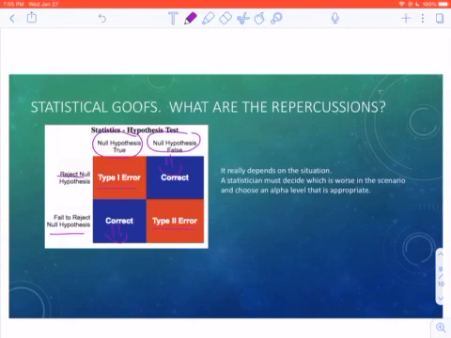So later on we'll discuss more about the difference in the errors and which one is worse. But really it just depends on the context of the problem. And as a statistician, you have to decide, am I more worried about making a type 1 error or a type 2 error? And that way you have to adjust your alpha level and do some different things.